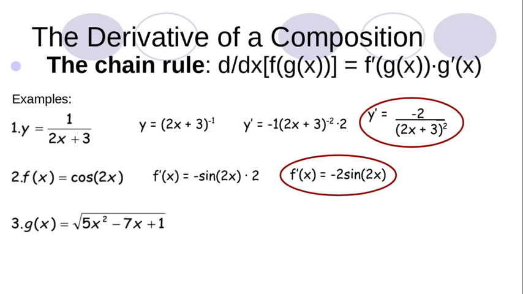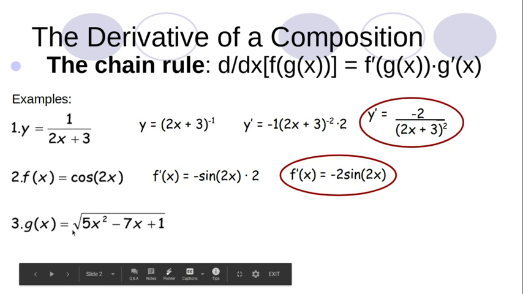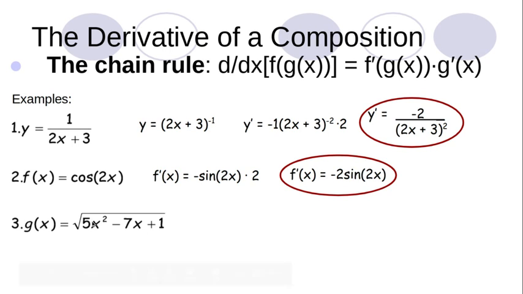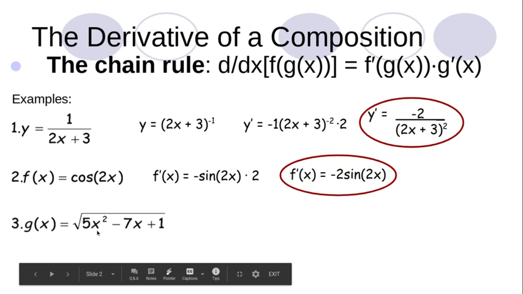And then for our last example, we've got the square root of 5x squared minus 7x plus 1. And again, you're not allowed to just take the square root of each term when you have addition and subtraction. Just like up here, we couldn't distribute the negative 1 when we had addition. So we could write this as a function being raised to a power. So square root is a 1/2 exponent. So 5x squared minus 7x plus 1 to the 1/2.